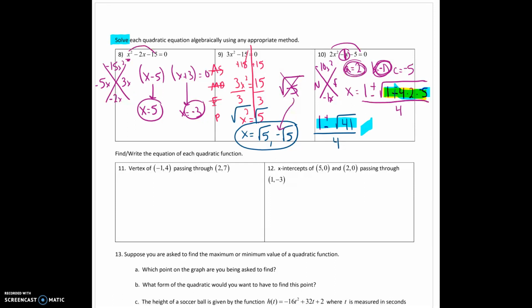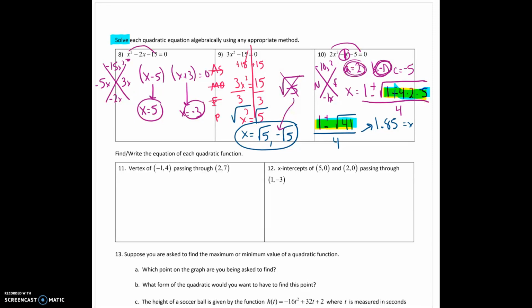So one decimal is about 1.85 when I round it. That's one of my x's. And then I'm going to do this again, but this time I'm going to do 1 minus the square root of 41. And I'm going to hit enter on my calculator.